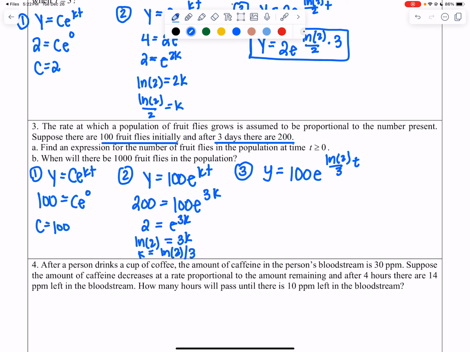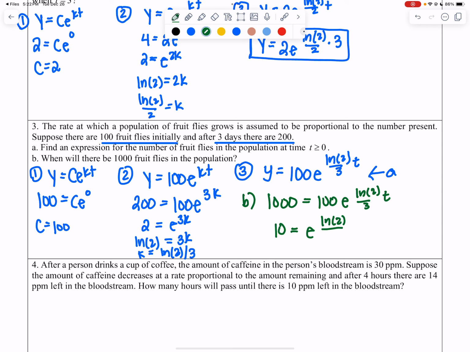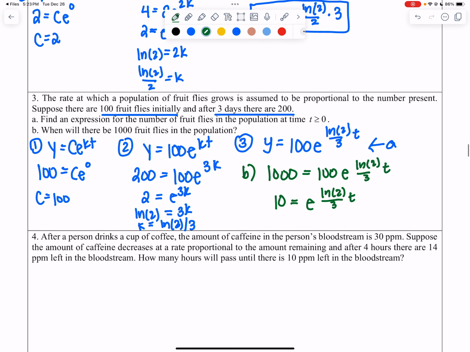Part B, well, this is A. Part B tells us when will there be 1,000 fruit flies. So when y is 1,000, what is t? Okay, so I'm going to divide by 100, and that's going to give me 10. So now I have 10 is equal to e to the ln of 2 over 3 times t. And I'm going to solve for t.